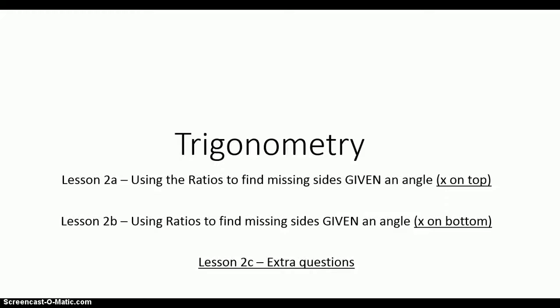Hello, so welcome back to this next video. This next video is going to be using the trigonometric ratios to find the missing sides. So it's going to be broken up into 2a and 2b, as you can see there. But before we do that, let's go back to the question from last video.